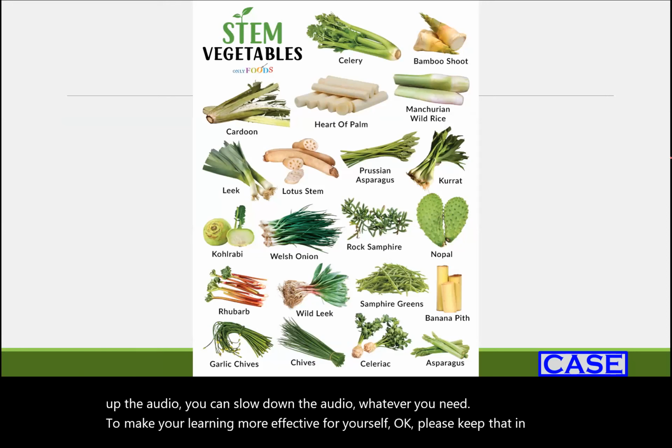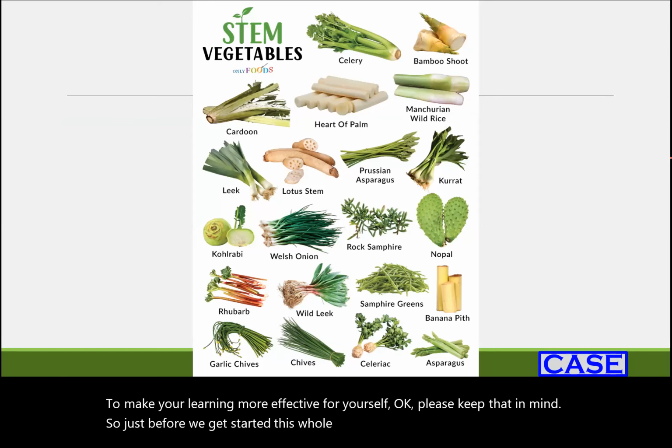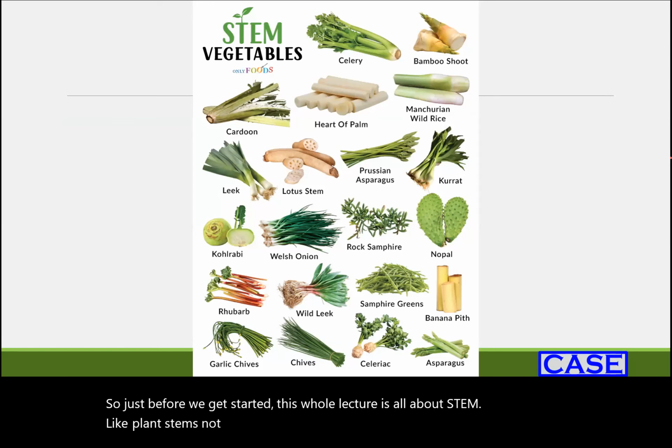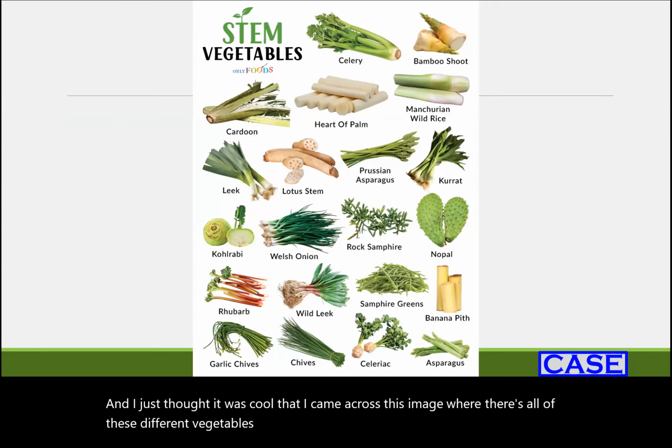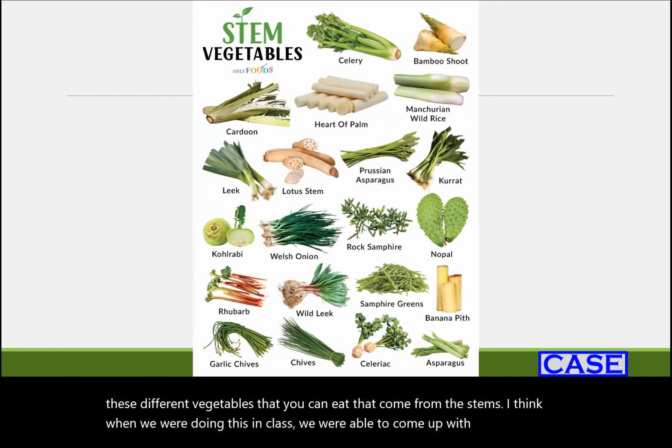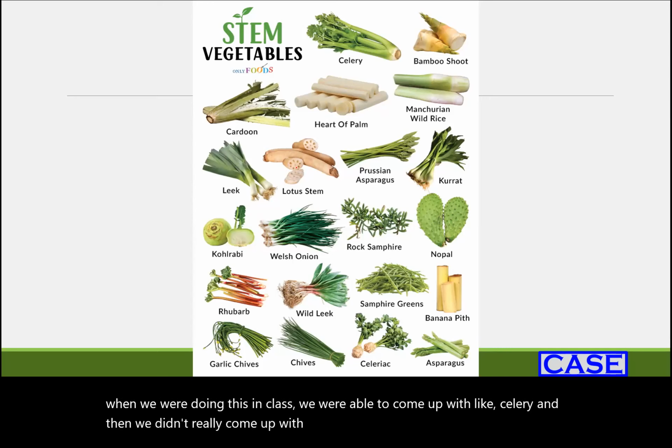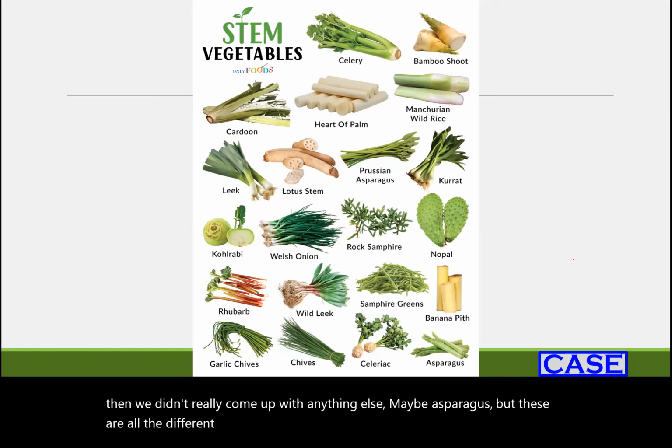So just before we get started, this whole lecture is all about STEM, like plant stems, not STEM as in STEM science. And I just thought it was cool that I came across this image where there's all of these different vegetables that you can eat that come from the stems. I think when we were doing this in class, we were able to come up with like celery, and then we didn't really come up with anything else, maybe asparagus. But these are all the different things that you can eat. I'm sure there's even more that aren't on here.